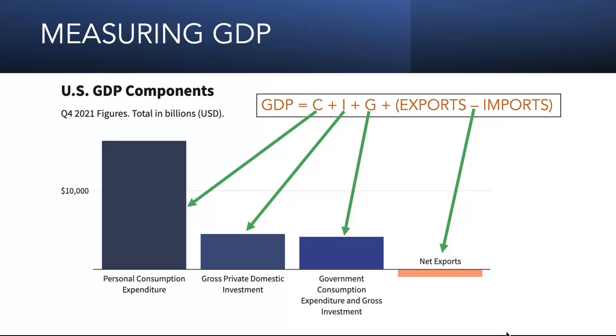And exports equals the value of goods and services sent outside the country, less imports, which is the value of goods and services brought into the country. If exports is greater than imports, that country is a net exporter. If exports is lower than imports, that country is a net importer. Net exports impacts the GDP calculation of a country.